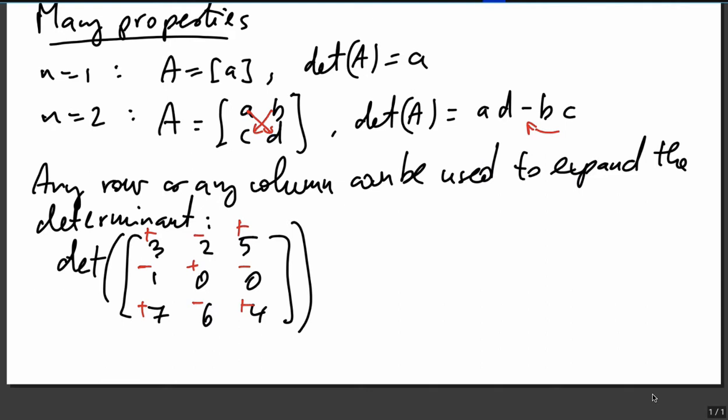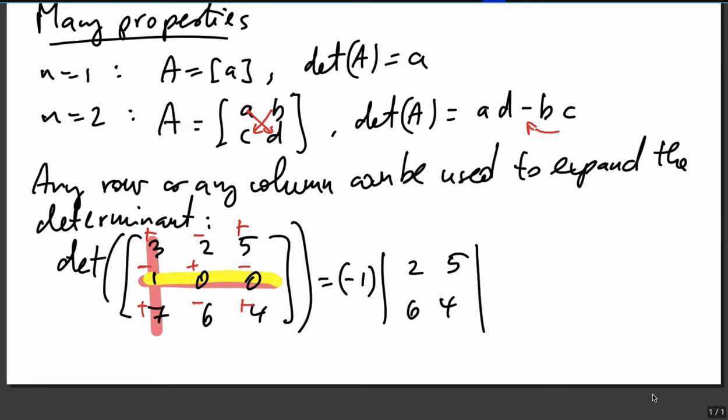And then since there are these 0 entries, it's better to use that row with the most zeros in it, because then what we get is that using the sign minus and then the entry 1, it has to be multiplied with the determinant of a 2 by 2 matrix that we get by deleting this row and this column. So then we are left with matrix 2, 5, 6, 4.